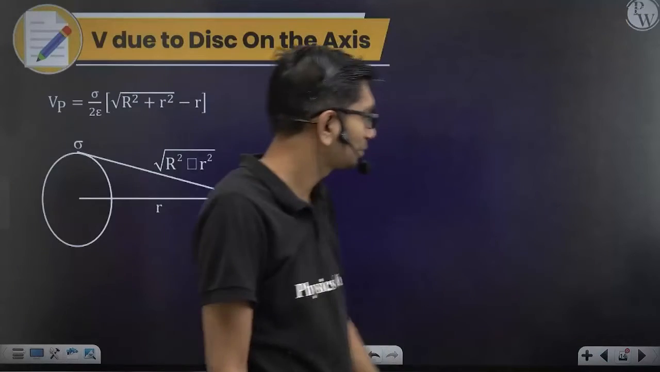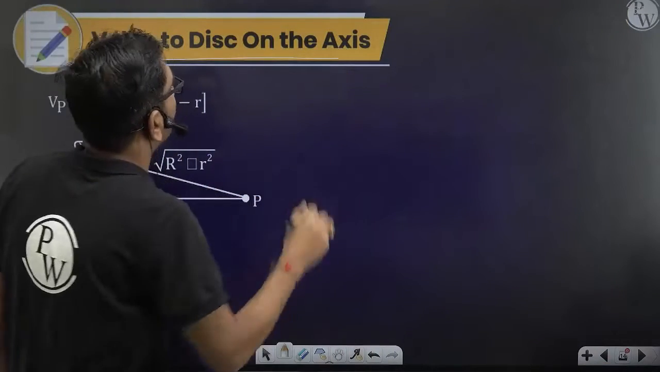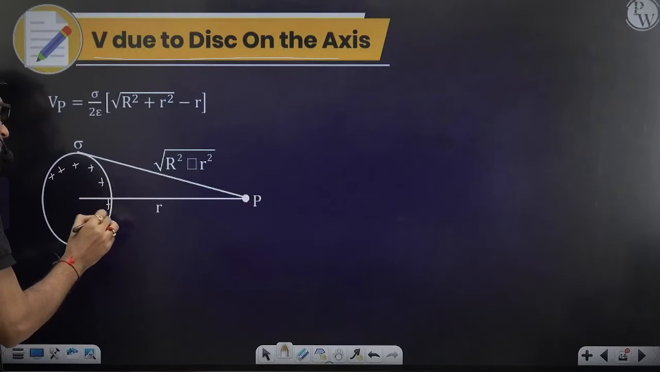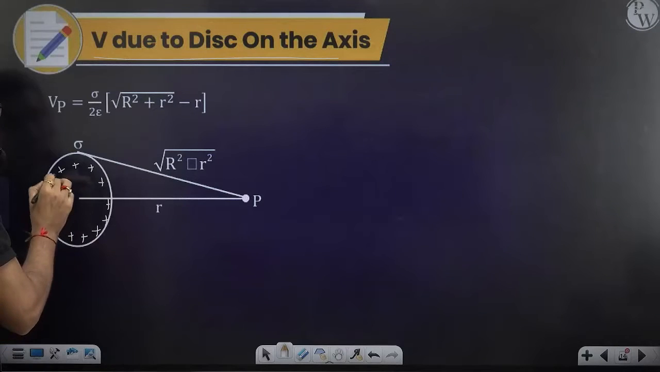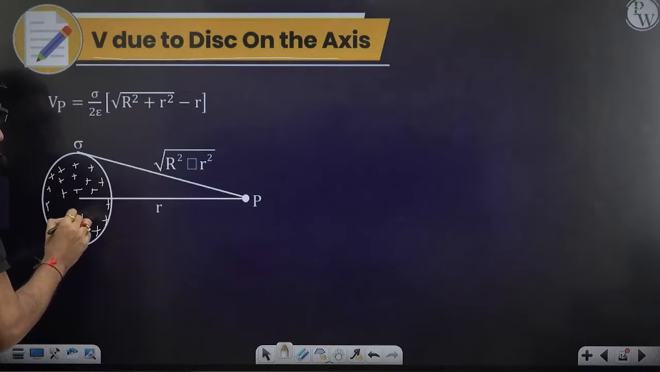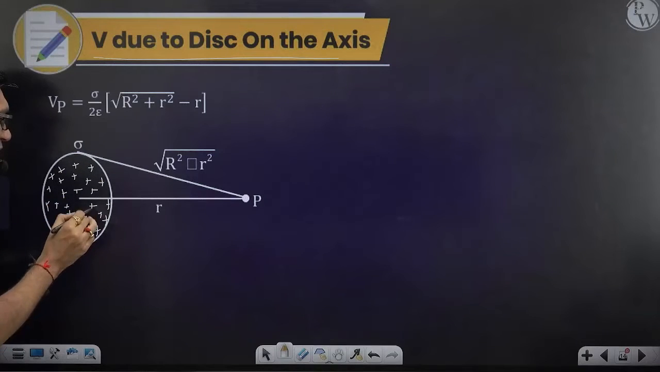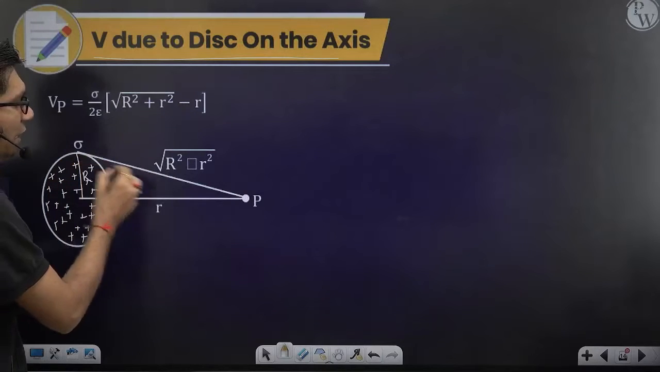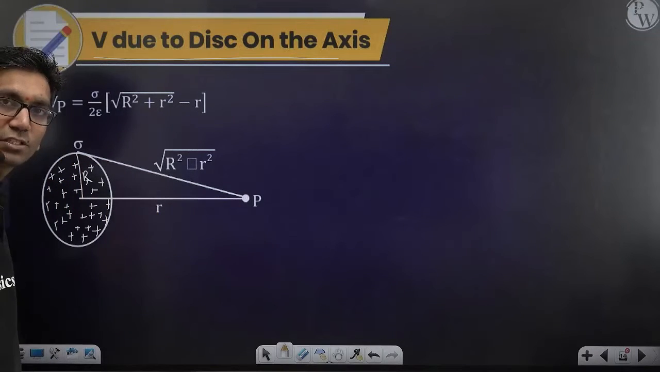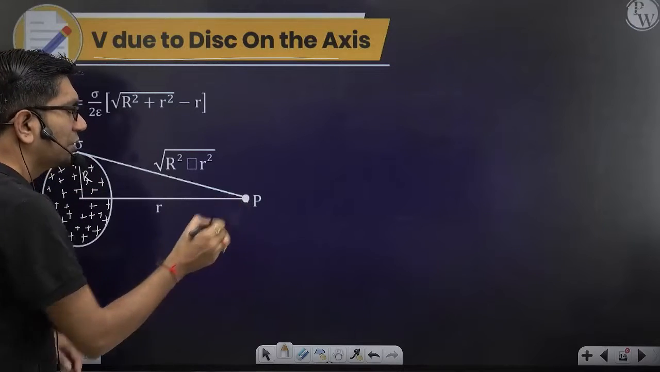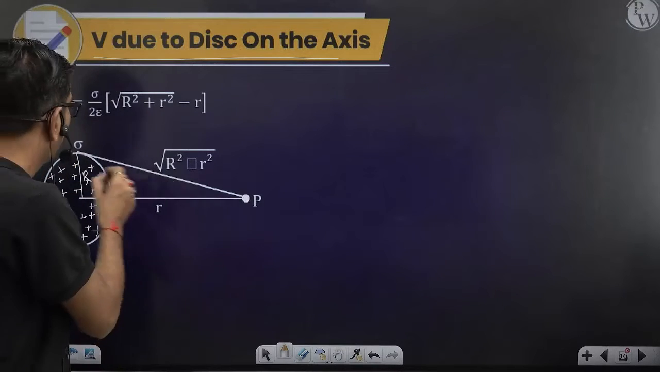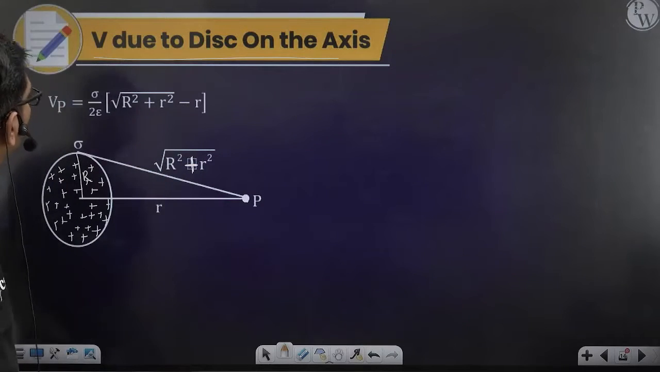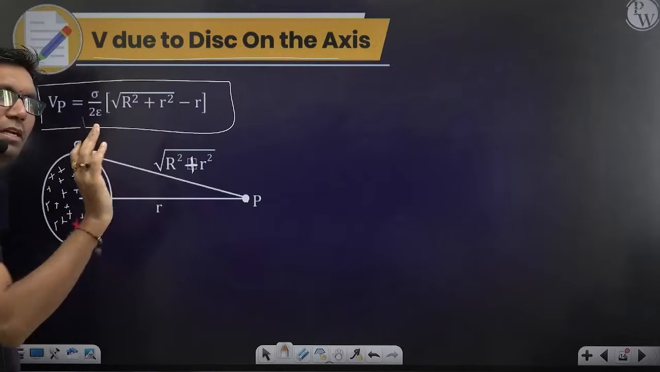Okay, now see here. Potential due to disk on the axis. So disk is nothing but, here we have to take the surface charge density. Surface charge density is denoted by the symbol sigma. This is a radius capital R. From here to here, small r I am taking. At this point you have to calculate the potential. So by using the Pythagoras theorem, what do you get? Under root of capital R square plus small r square, right? So just the potential at point P. Just remember the formula. It is sufficient.